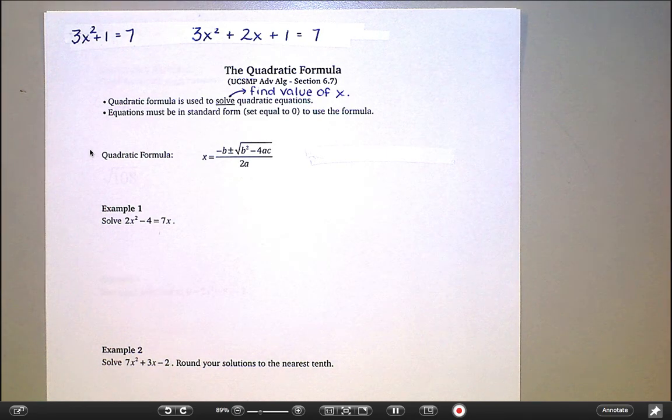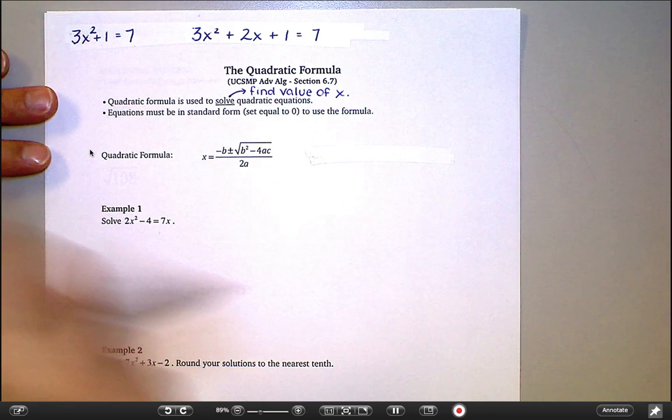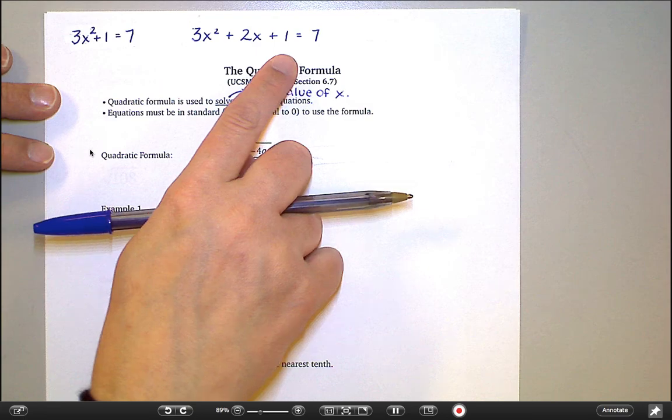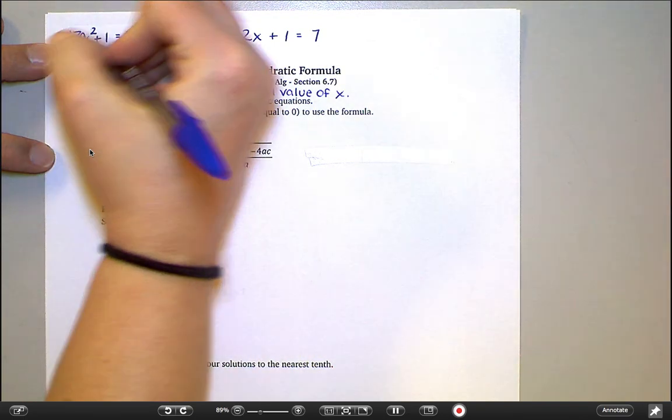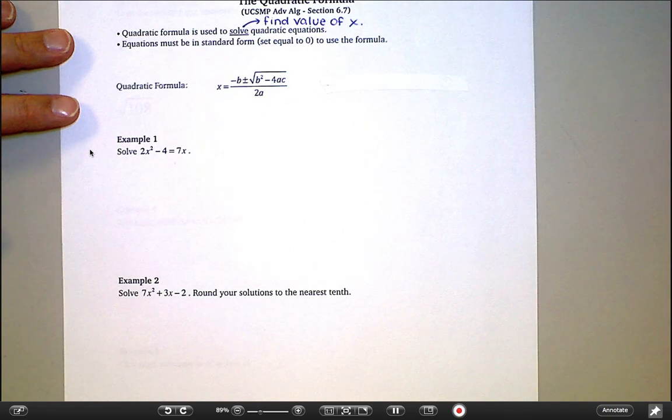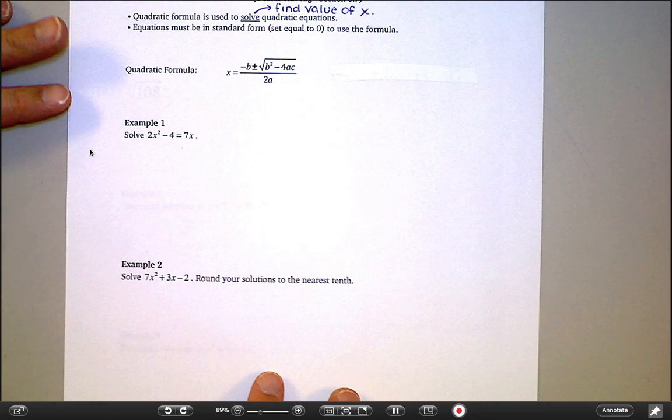So that's where this quadratic formula is useful, okay? It's for a situation like this, a quadratic that has both an x squared and an x in it, okay? And you're trying to find the value of x. Okay, so now that I've convinced you that it's necessary, here's the formula.